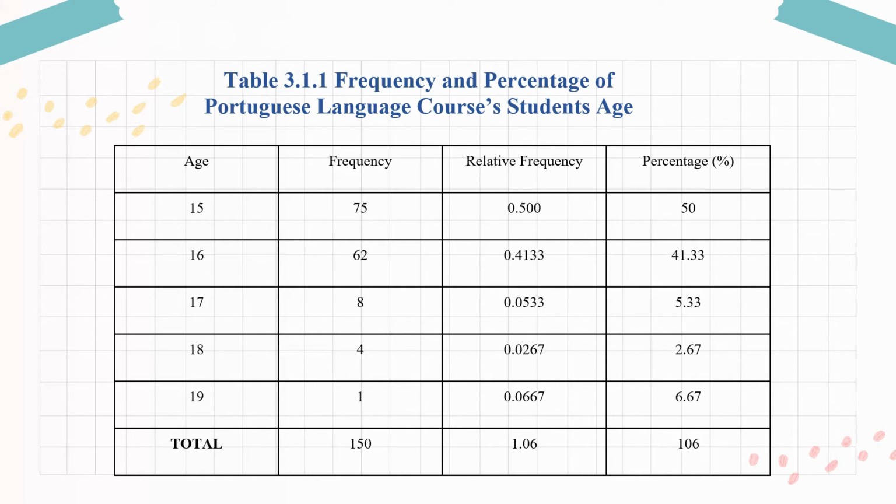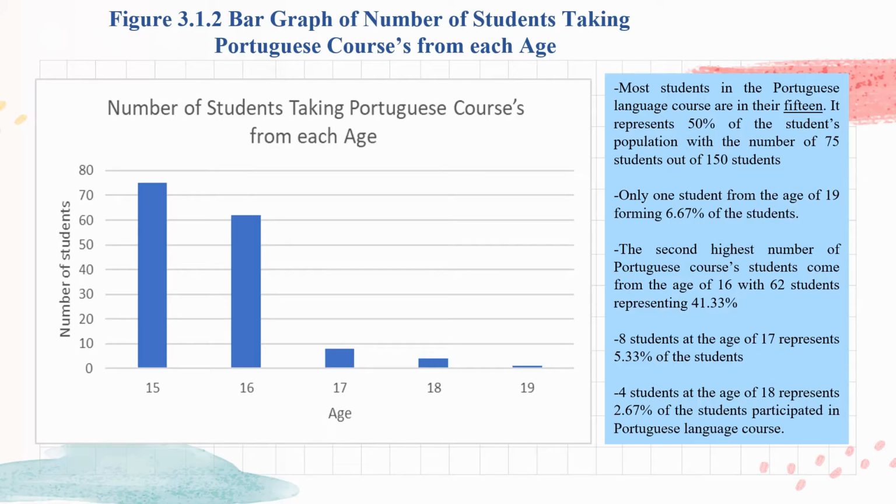Table 3.11 shows the frequency and percentage of Portuguese language course students' age. The vertical bar graph in Figure 3.12 illustrates the number of students taking the Portuguese course from the age of 15 until 19. From the bar graph, we can see that most students in the Portuguese language course are 15 years old. It represents 50% of the students' population, with 75 students out of 150 students. Conversely, only 1 student is aged 19, forming 6.67% of the students.